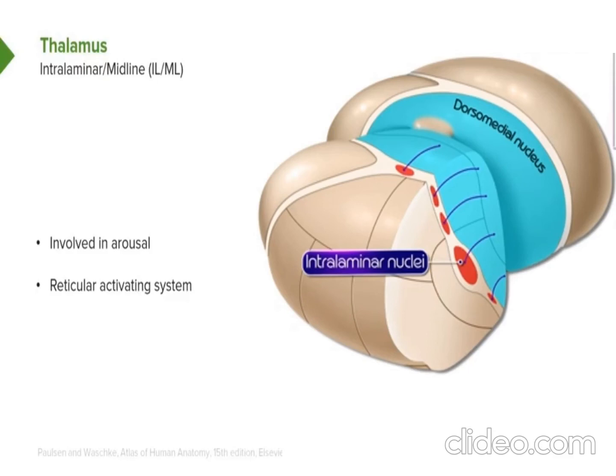These two nuclei are situated in the Y-shaped internal medullary lamina. They receive afferent fibers from the reticular formation of the brainstem, and they give efferent fibers to all parts of the cerebral cortex. The function of these nuclei is they help in arousal reaction, and they also help in integration of general and somatic sensation.